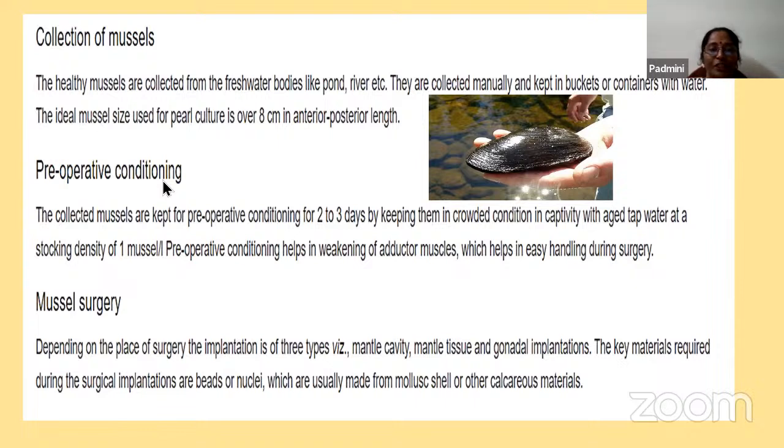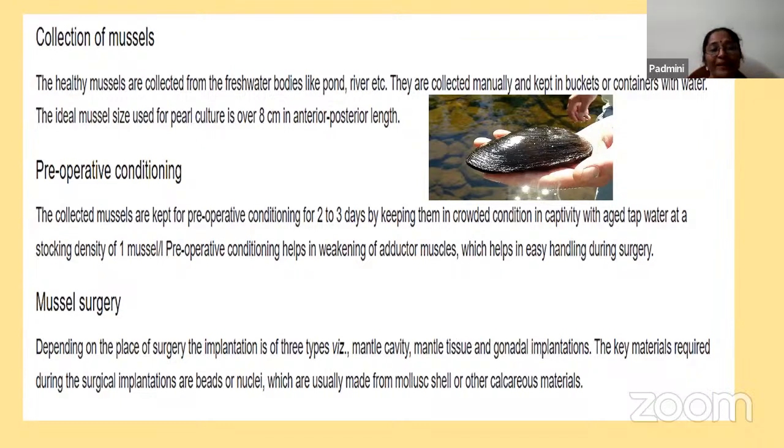And pre-operative conditions. After collecting, you're going to condition them for 2 to 3 days by keeping them in a crowded condition. You're going to have a cement tank, collect all those mussels, and keep them in that crowded condition. What is this crowded condition? One mussel per liter of water. So one mussel should have 1 liter of water. You're not going to keep one in a bottle. You're going to construct a pond like that, and then leave all the mussels in that particular pond. So that is 1 mussel per liter of water.